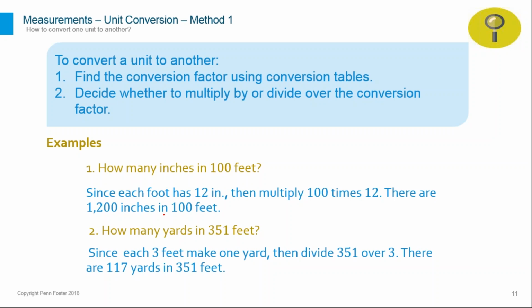So I have 351 feet. If I gather up every 3 feet, I can make up 1 yard. So in that case, it makes sense to divide 351 feet over 3, because 3 is a conversion factor, remember? And that will give me the number of yards. 117 yards exist in 351 feet.